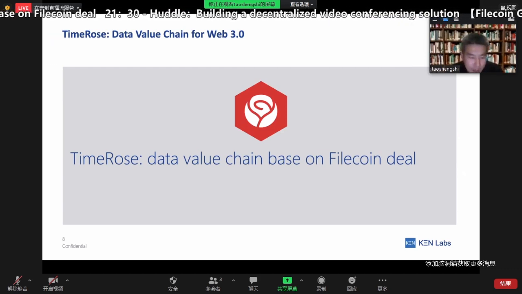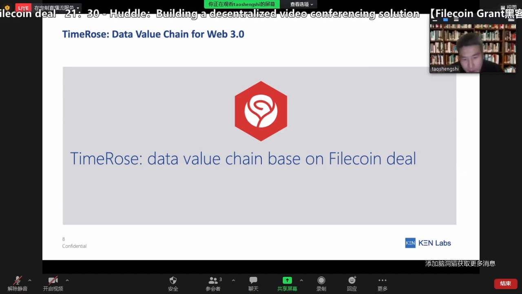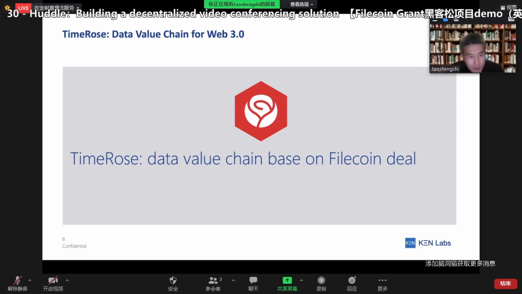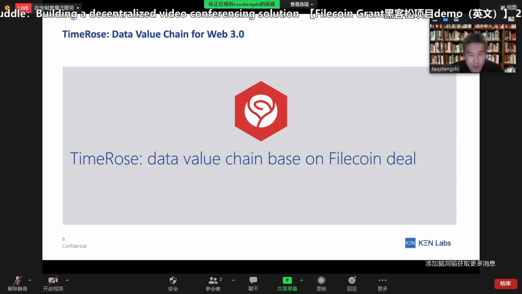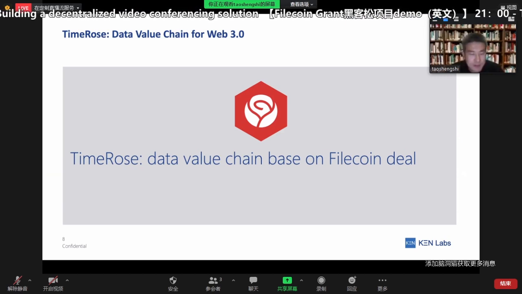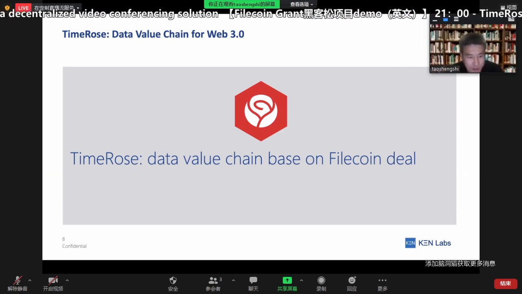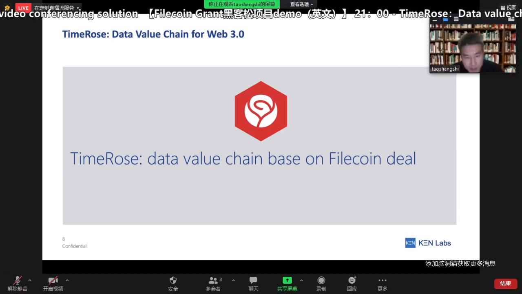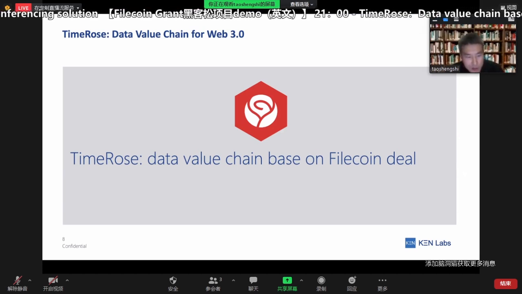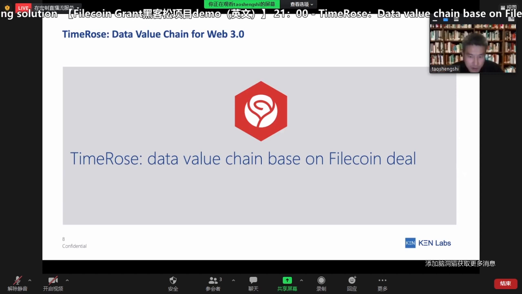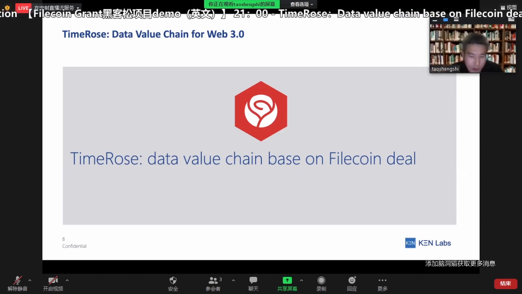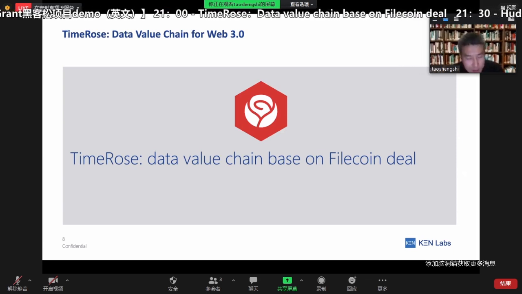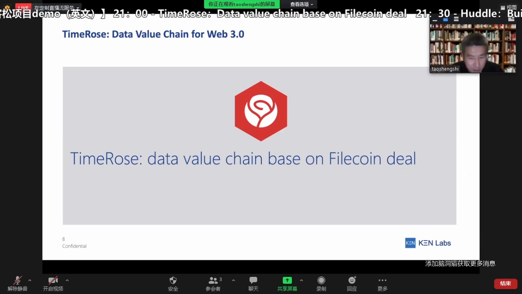TimeRose has a big picture about our cloud 2.0, but today we share just a part of TimeRose: the data value chain based on Filecoin deals. I will introduce some basic information about the deals, why we built this kind of data value chain based on them, and why deals are very important in the Web3 ecosystem, and in the Filecoin and IPFS platform.